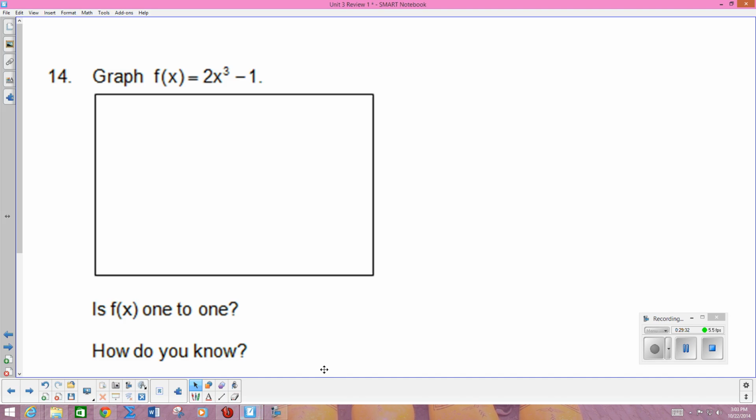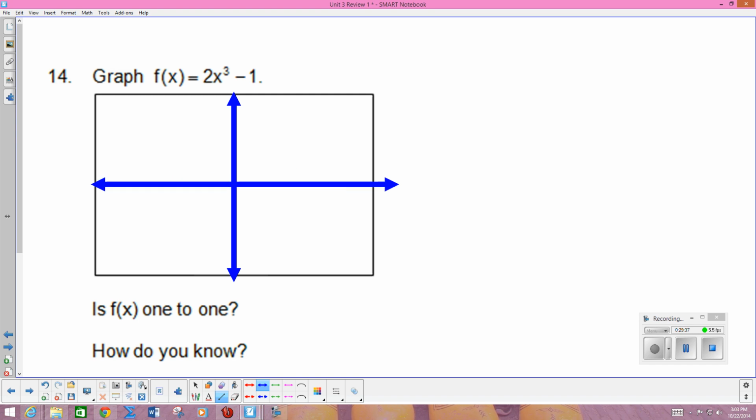Right away, I would make an x and a y axis. I know that my graph is not perfectly straight, it's okay. I know that I went down 1, and I know that it kind of thinned up. So let me do my little sketch like that. Okay? So, is f of x one-to-one? Does it pass the horizontal and the vertical line test?